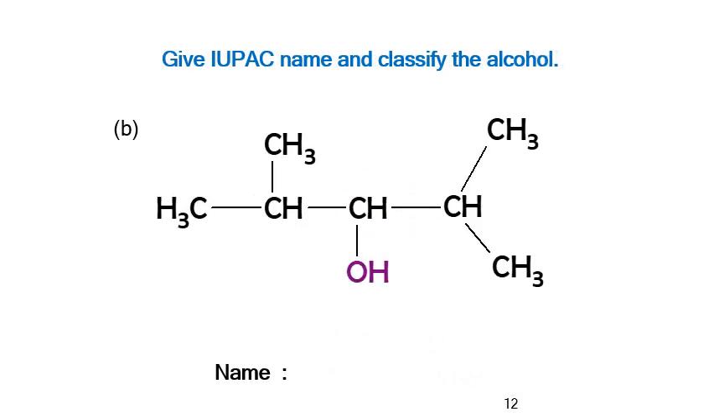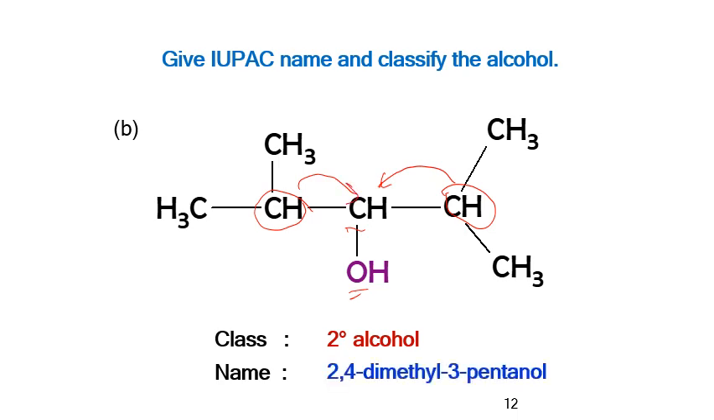The second example, the class of the compound is secondary alcohol. Why is that secondary alcohol? Because the carbon bearing OH has two other carbons attached to it. So that is secondary. And the name of the compound is 2,4-dimethyl-3-pentanol.